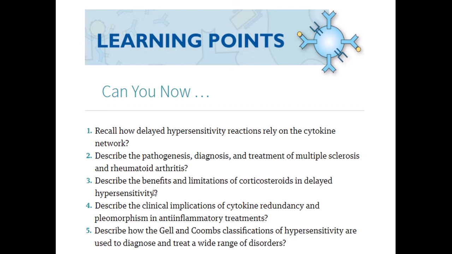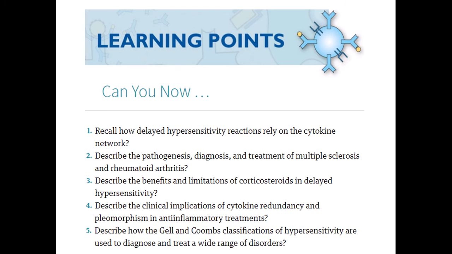Describe the benefits and limitations of corticosteroids in delayed hypersensitivity reactions. We'll see that in these types of delayed type hypersensitivity, we use steroids for the treatment. So what are the benefits and the side effects of that? Especially, we could use those for a longer period of time when we are talking about chronic illnesses.